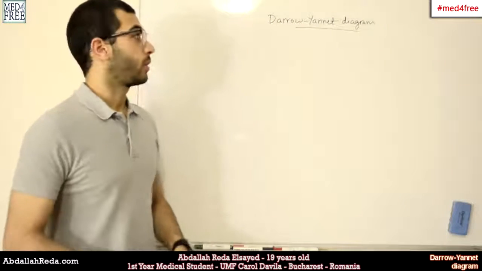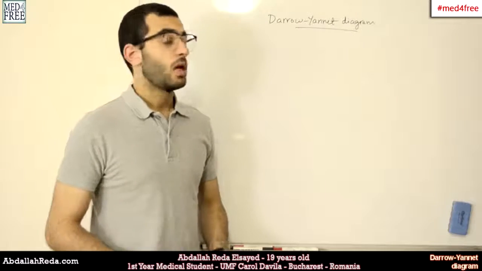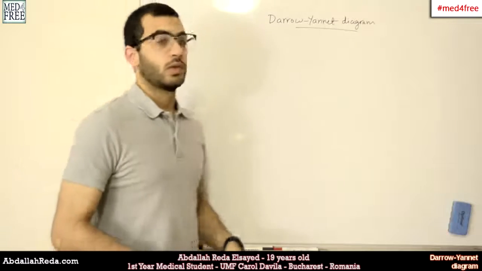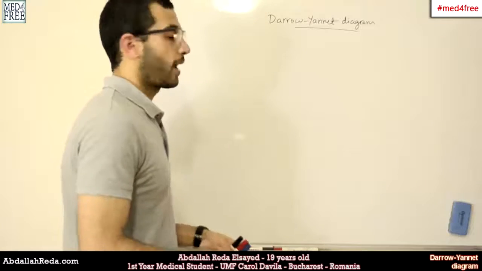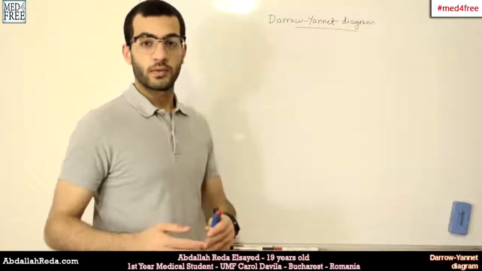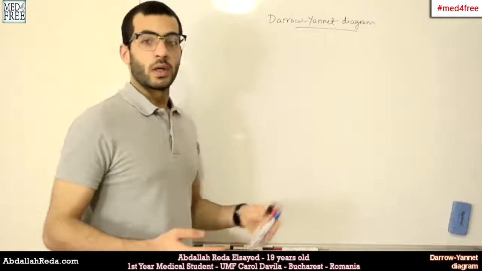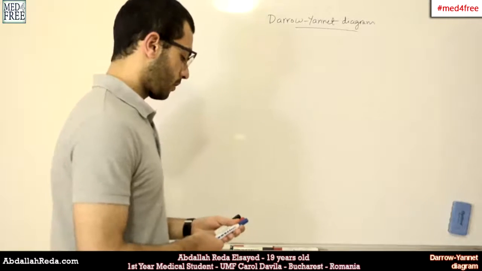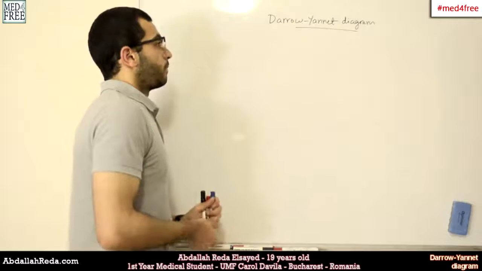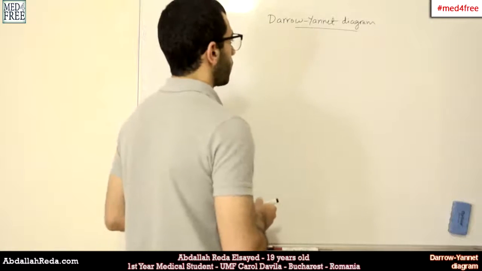Today we're going to talk about the Darrow-Yannet diagram, and this diagram is used to illustrate what happens between the extracellular fluids and the intracellular fluids in the different physiological states of the body. So first of all, we draw the diagram.